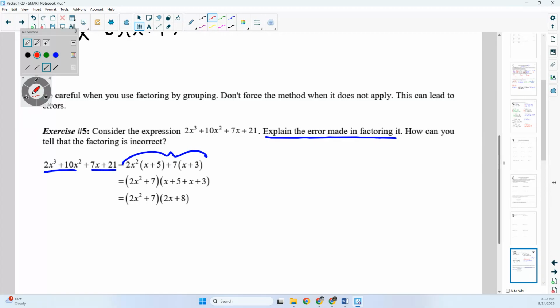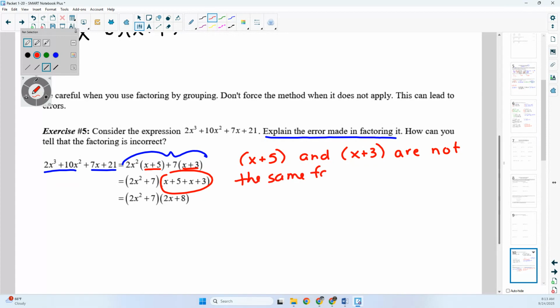Now, they know they're probably supposed to be grouping. This binomial does not match, so we are not able to just put it together and combine it. That binomial has to be exactly the same, and then we would bring it to the front. So x plus 5 and x plus 3 are not the same factor. So the second step is incorrect.